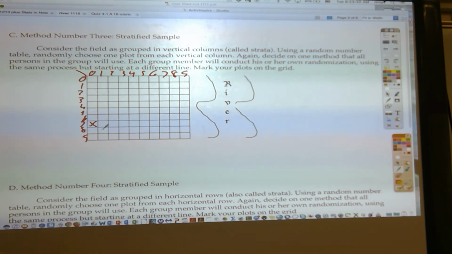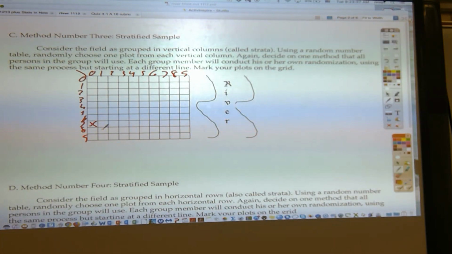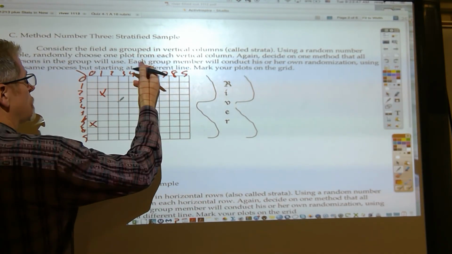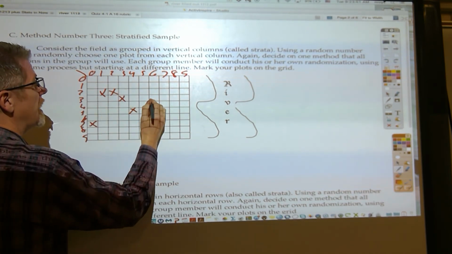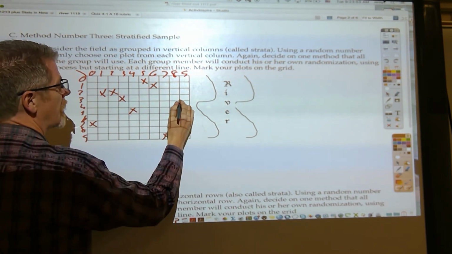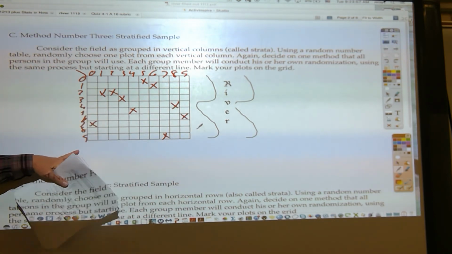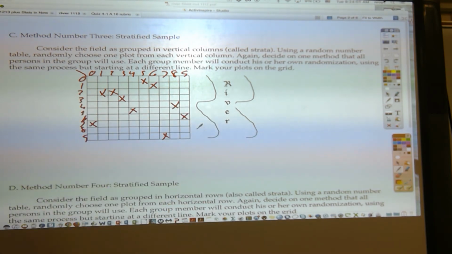And so instead of pressing enter in pairs, instead of having to press enter twice in order to locate a plot, this time you need to press enter only once in order to locate a plot. So you've gone through, next time you press enter, it might be 2 again, but the point is you're going to have one X in every column selected randomly. Any questions on how to produce your stratified sample, which is done vertically?